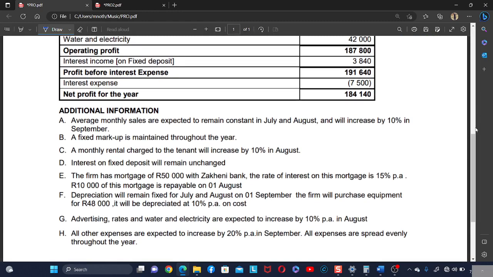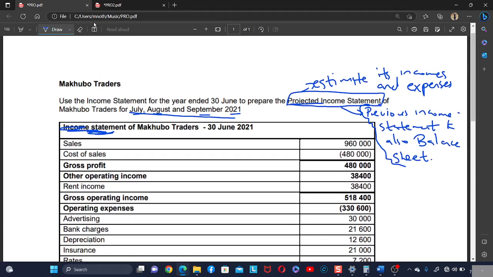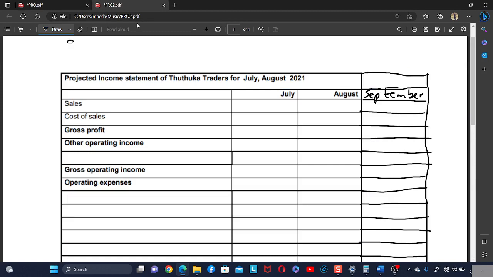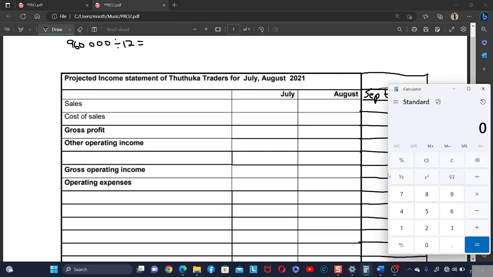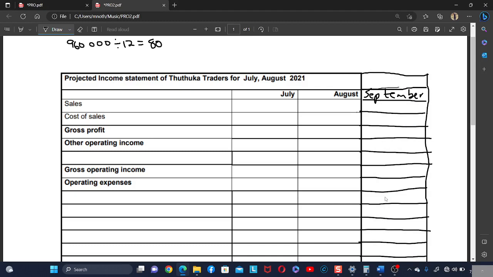So let's go to the additional information. Letter A. Average monthly sales are expected to remain constant in July and August, and will increase by 10% in September. Now let's go to the sales. The amount of sales here is 960,000. We want to know how much the sales are per month, so we divide by 12. So the sales are 80,000 per month.